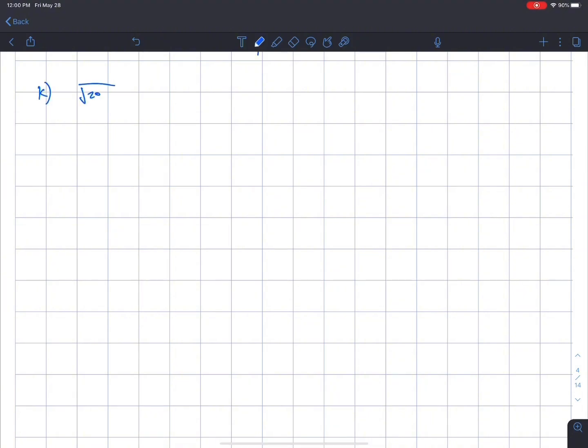Okay. Square root of 200. Square root of 196 is 14. The square root of 225 is 15. Here is square root of 200. From 196 to 200, the distance is 4. And from 196 to 225, the distance is 29. So we can say that the square root of 200 is approximately equal to 14 and 4 over 29.